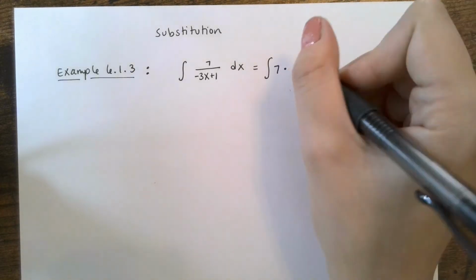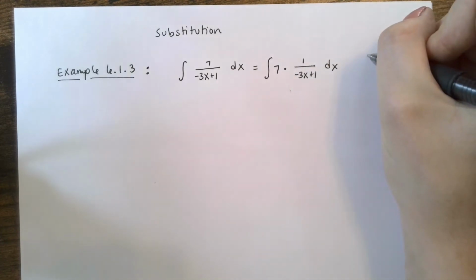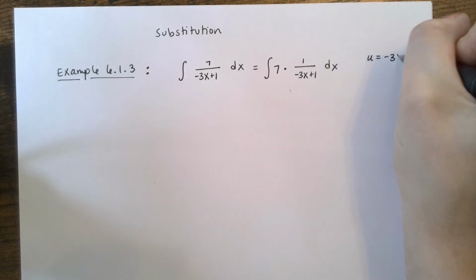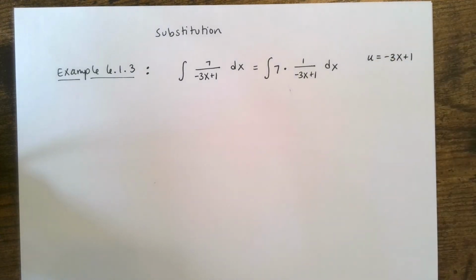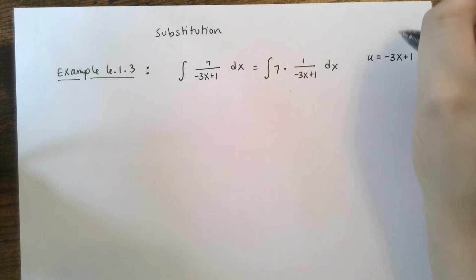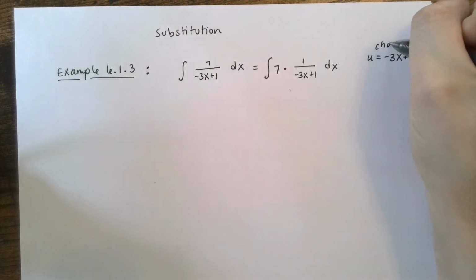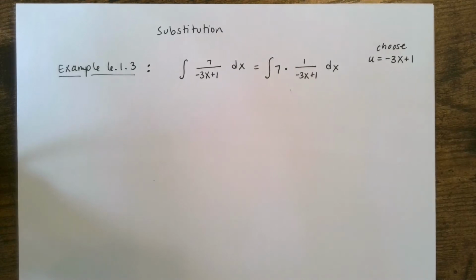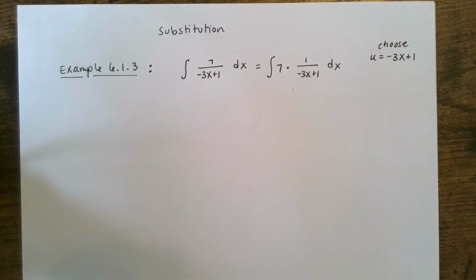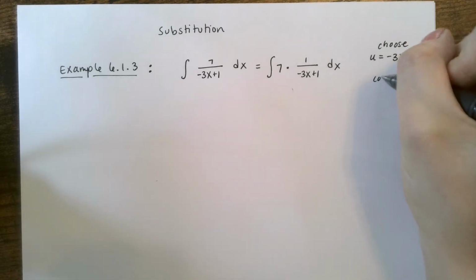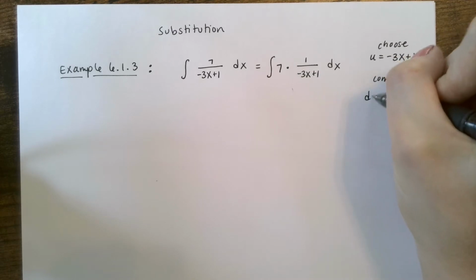So in this case, we're going to choose u equals negative 3x plus 1. That's my linear function. So this is a choice right here. I'm going to choose u to be negative 3x plus 1. This is the step where you're somewhat taking a leap of faith. Sometimes whatever you pick here doesn't end up working in the end, but you at least have to try something. The next step here is to compute du.